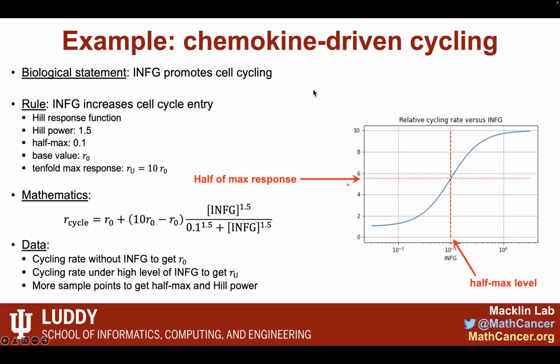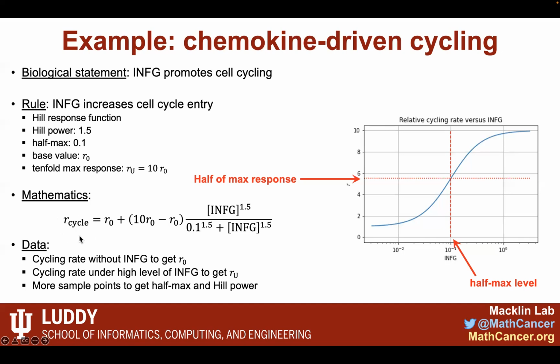And so as an example, you can take the simple biological statement, interferon gamma promotes cell cycling. That becomes a mathematical rule. This signal increases this behavior, cell cycle entry, and we're going to use a Hill response function. Let's just say a Hill power of 1.5, half max of 0.1, we have a base parameter value in the absence of signal, and let's suppose then our rule says that it increases cell cycle entry tenfold. Well, the mathematical form is very easy to parse out of this statement if you have a canonical form.